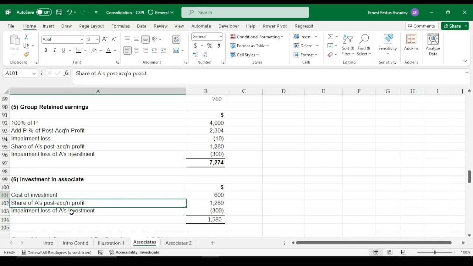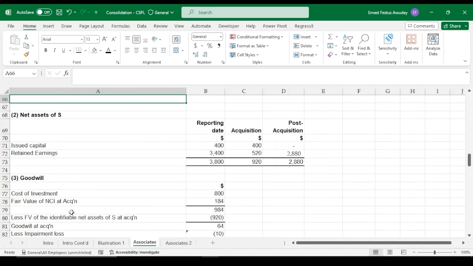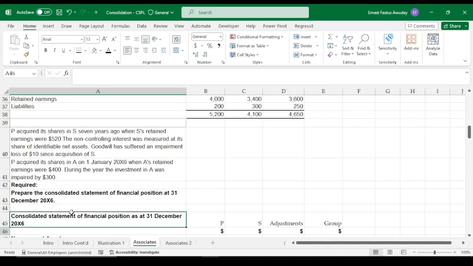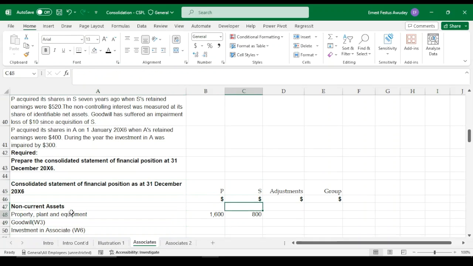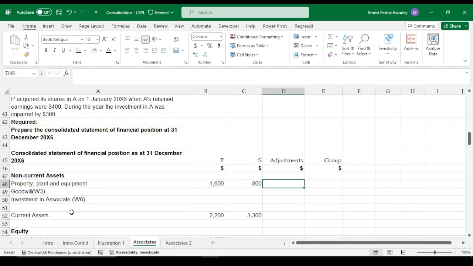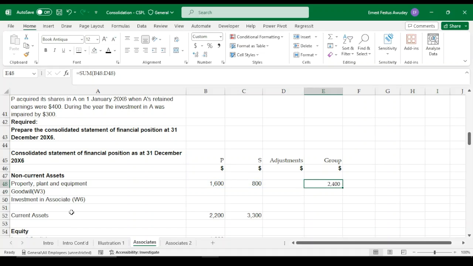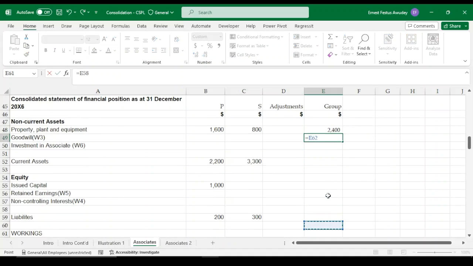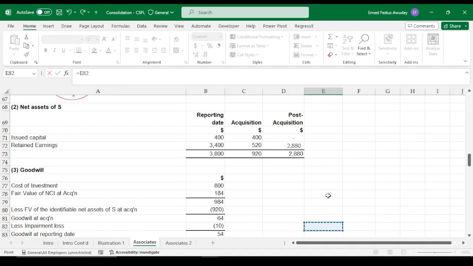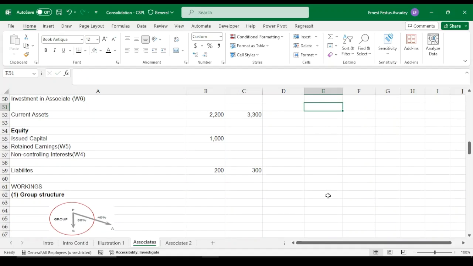So we have that. Now that we have calculated everything, let's go and complete the consolidated statement of financial position. So we have these two figures. There are no adjustments in this question. So we can actually go and calculate our figures there. So let me have Alt equals. I have that. Then for my goodwill, I can link that from the workings. So where is my goodwill? That is 54 right here.